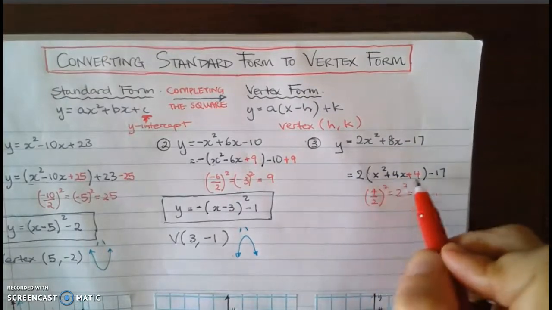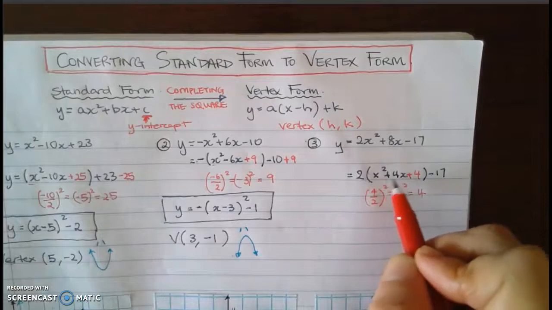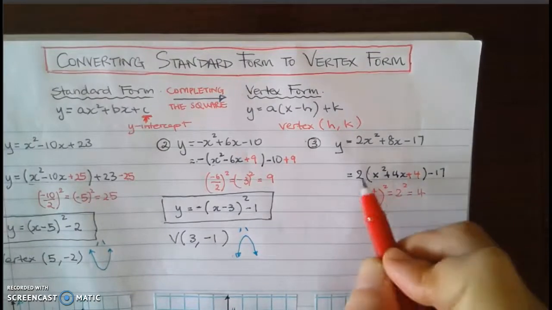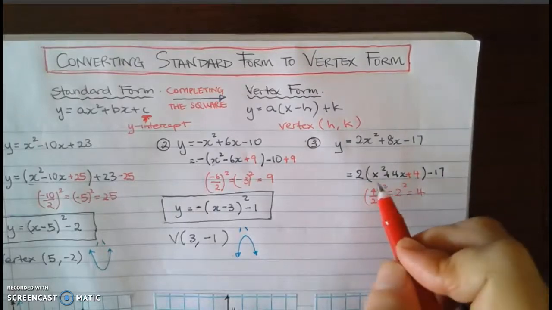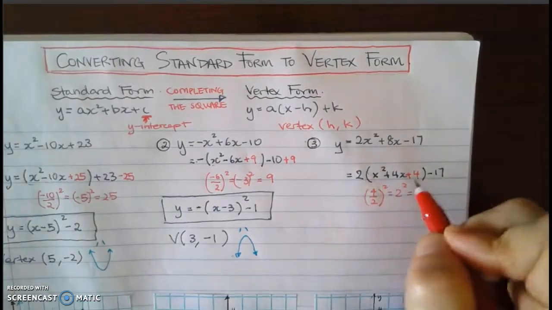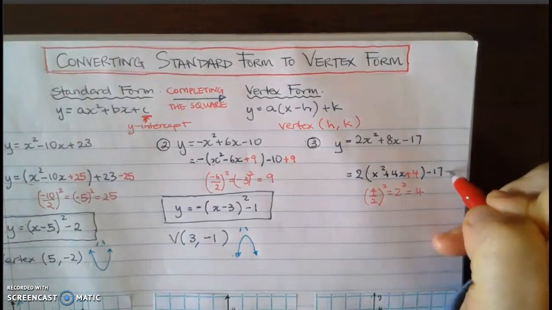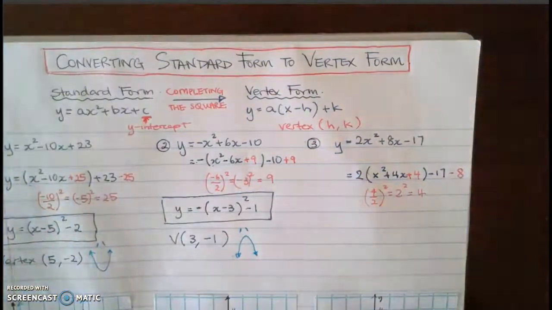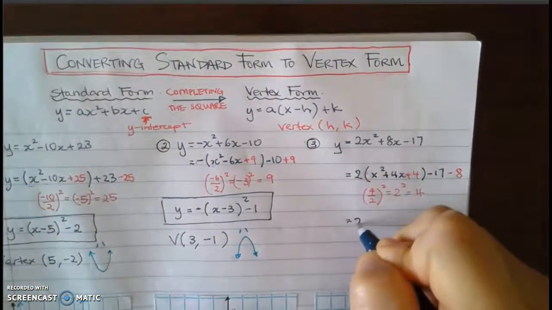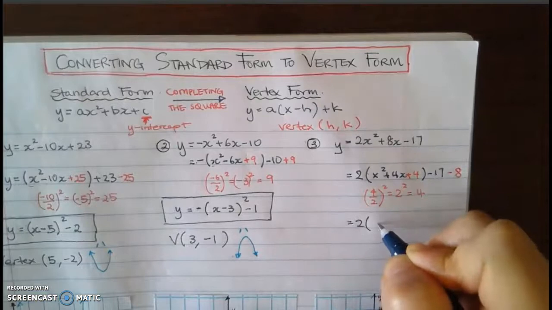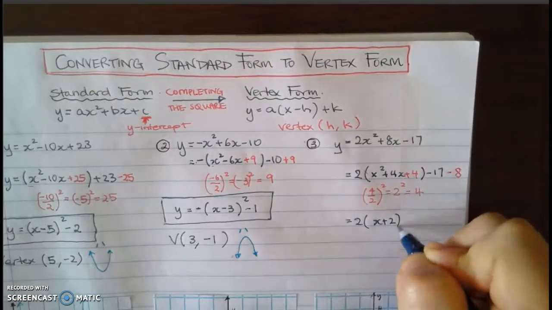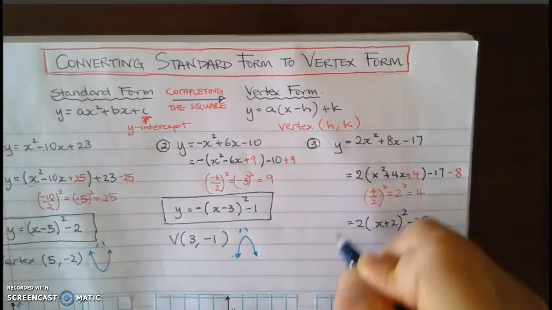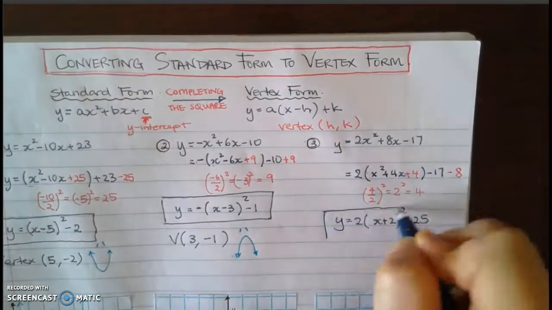Now, what number did I add to the right side of the equal sign? I did not just add 4, I added 4 times 2, which is 8. So I need to subtract that out again to make the equation balance, which leaves me with 2 times the parenthesis, simplifies to x plus 2 whole squared. -17 minus 8 is -25. So that's my vertex form.